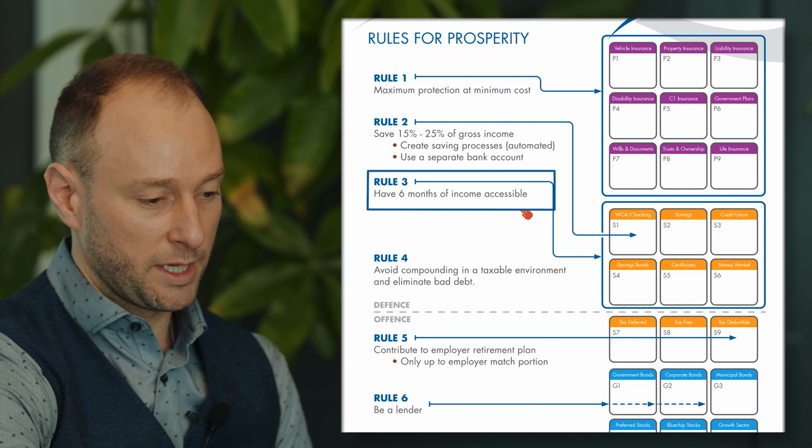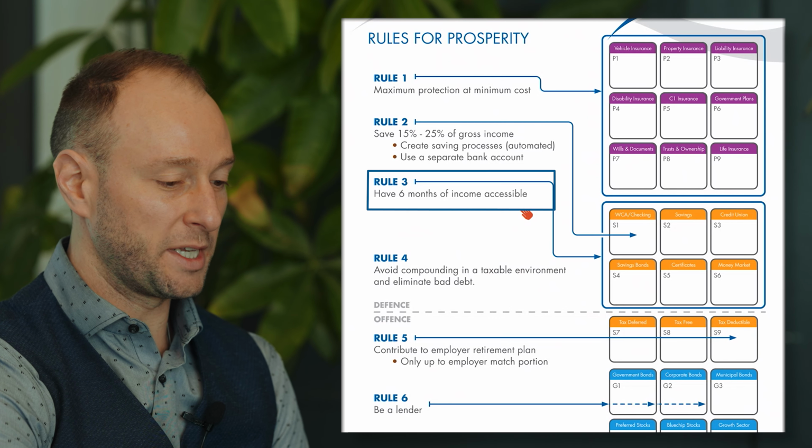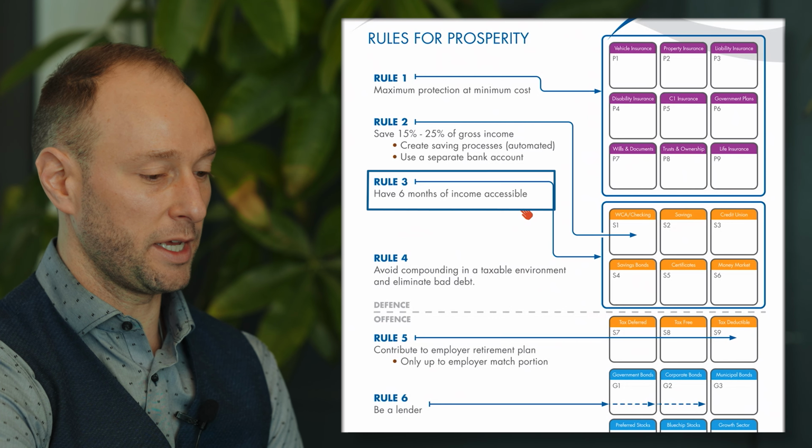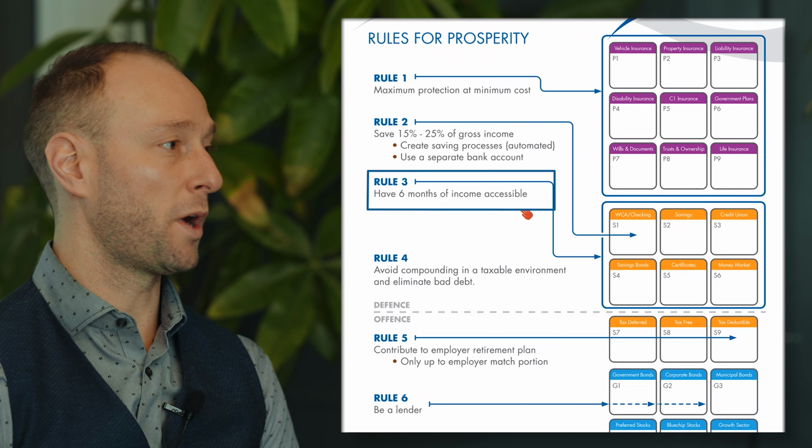So it gives you a lot of organizational there. Rule number 3 is we want to have 6 months worth of income liquid at all times. Now, we typically like to store this money not just sitting in a bank account or under a mattress because it's not doing anything. We want to have that money moving for us and doing something for us. But we don't want to lose liquidity.